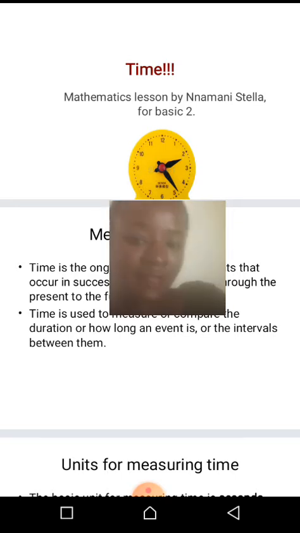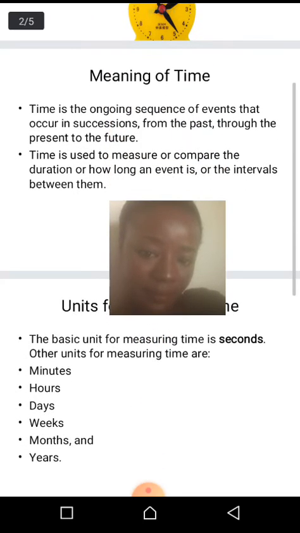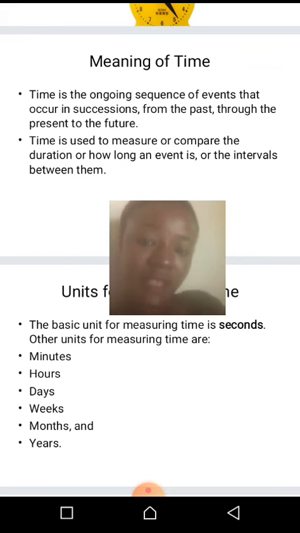What then is time? Time is the ongoing sequence of events that occur in successions from the past through the present to the future. It is used to measure how long an activity or an event is. It is used to measure the duration it took for something to happen.